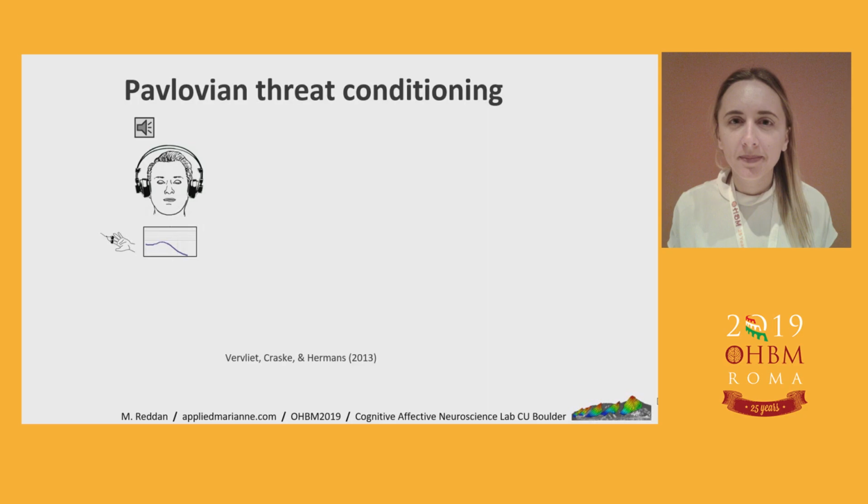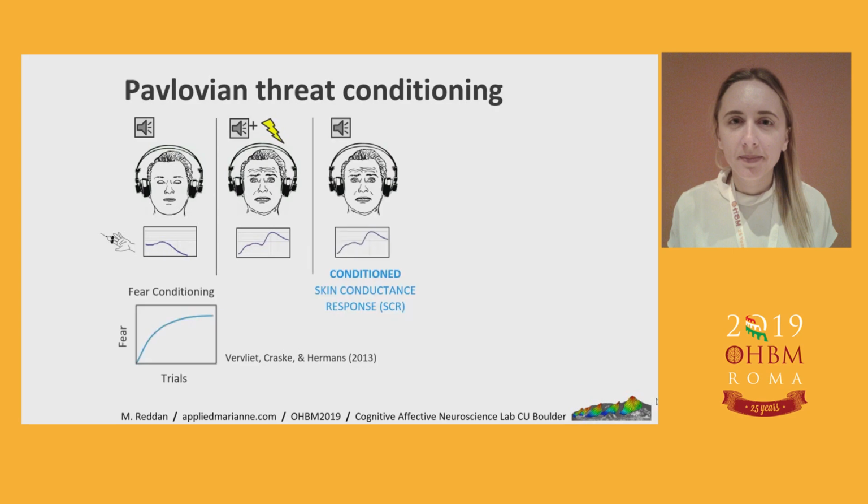So imaginal exposure therapy is rooted in Pavlovian threat conditioning, so I'm just going to give a brief overview of this. This is when you take a neutral stimulus, such as a tone, that elicits no real response from a person, and then pair it with something intrinsically aversive, like an electric shock, and then upon subsequent exposure to the tone alone, you elicit a conditioned threat response. For example, here, skin conductance threat-related physiology is plotted. And this type of learning is dependent upon the amygdala.